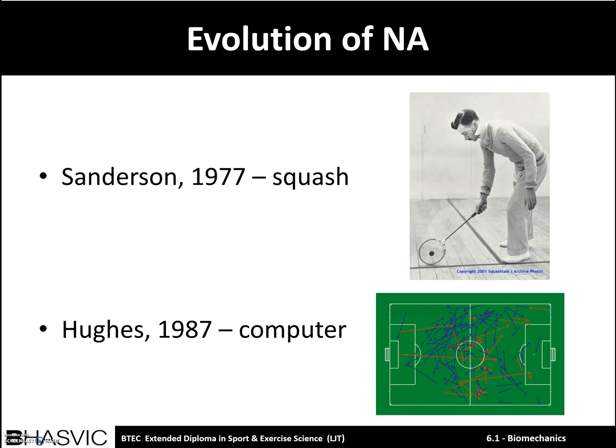The evolution of notational analysis. Sanderson came up with symbols for 17 different strokes in squash, and then watched up to 5 to 8 hours of squash to record the shots accurately, and from those he saw that there is an average of 1,000 shots, and he had about 30 pages of information about all these different shots.